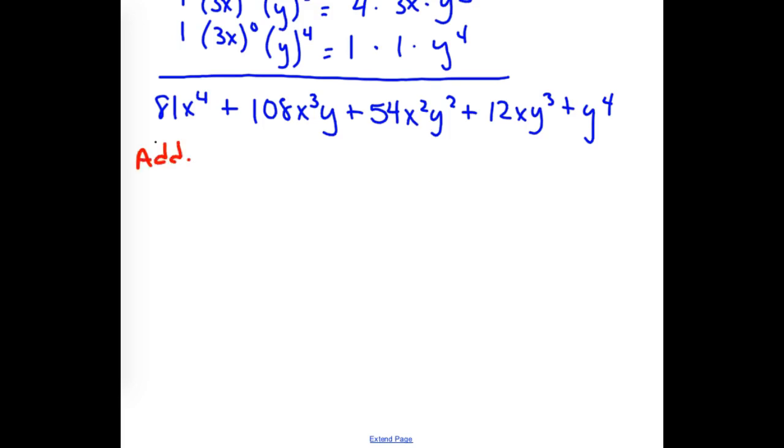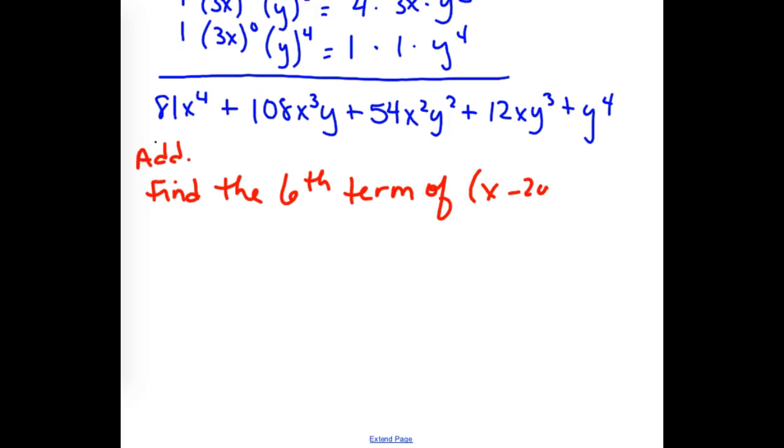All right, we are given... we are expanding the binomial x minus 2y. We're expanding it to the 8th power. I want you to find the 6th term. That doesn't mean you have to find all 6, right? You find the 6th one. But my recommendation is that you start the pattern, okay, so that you can figure out what your powers should be.